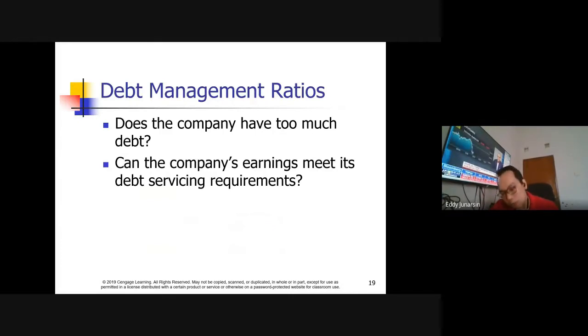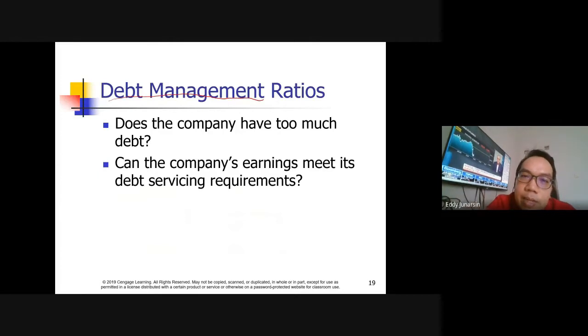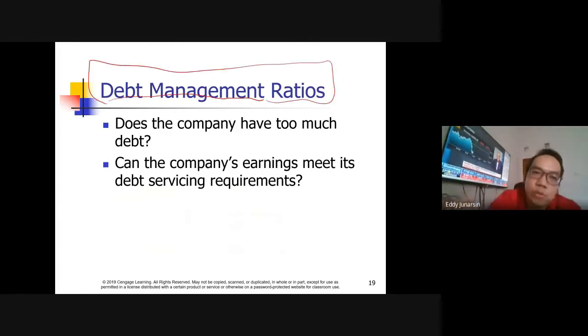Okay, let's proceed to the next category here. The next category is debt management ratios. You see the name here, debt management. So these ratios indicate how able, right, or how strong a company could serve its whole obligations.